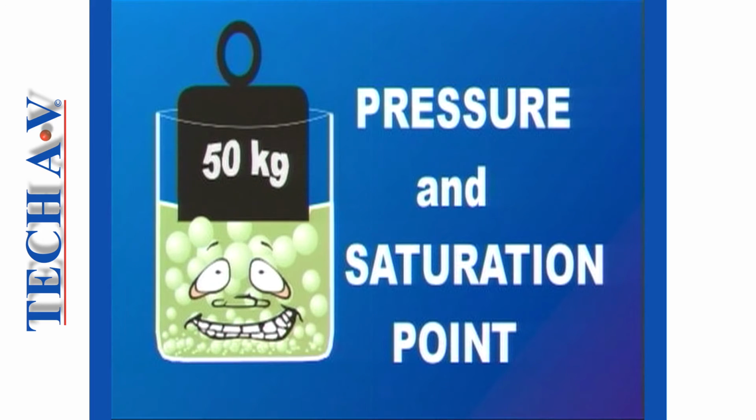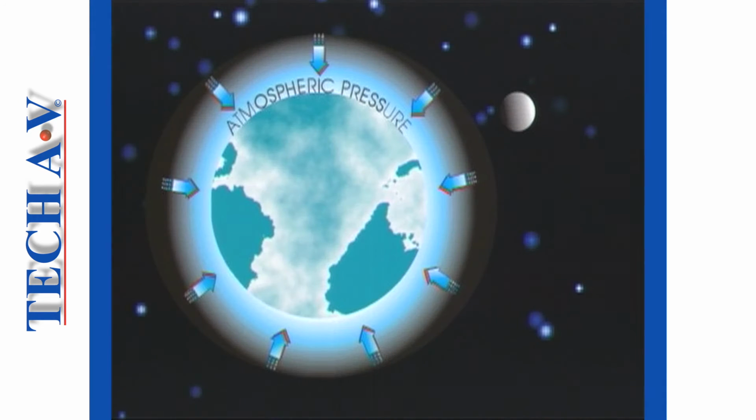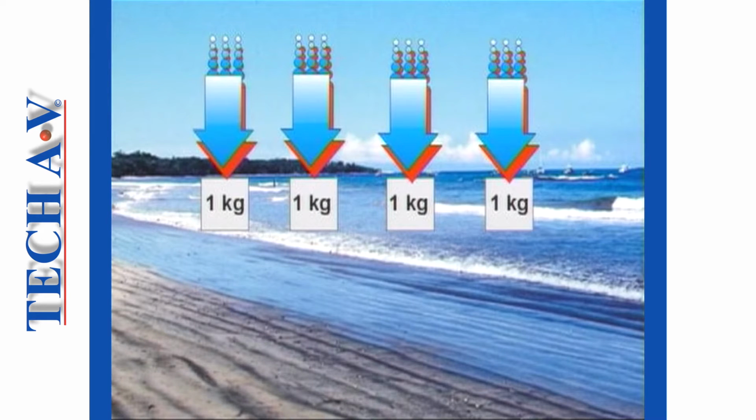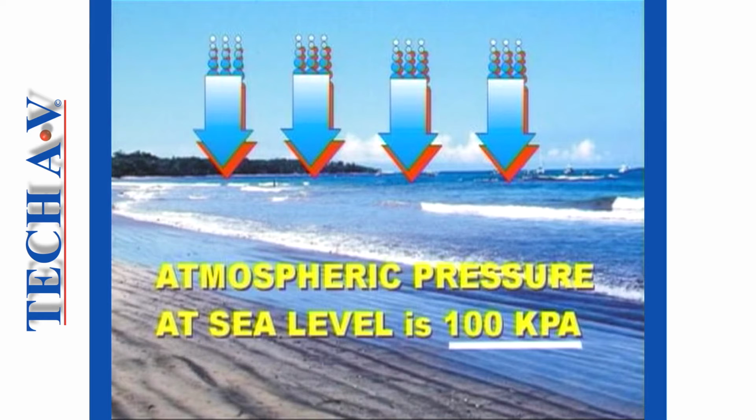Let us now consider how pressure affects the saturation points of liquids. All around us is a pressure called atmospheric pressure. Atmospheric pressure is the force exerted upon everything on the surface of the earth, caused by the sheer mass of the air which surrounds our planet. At sea level, this force is a little more than 1 kilogram per square centimeter. In practice, we use the term kilopascals. For calculation purposes, atmospheric pressure is considered as being 100 kilopascals.